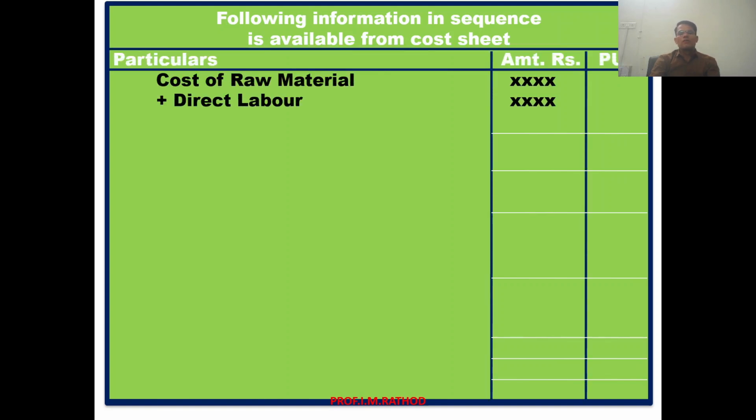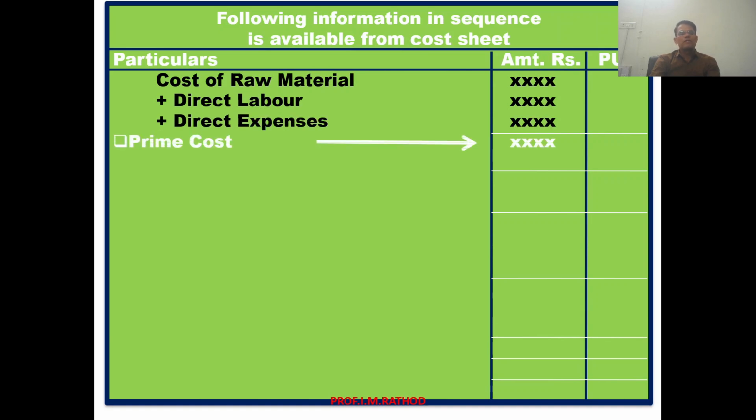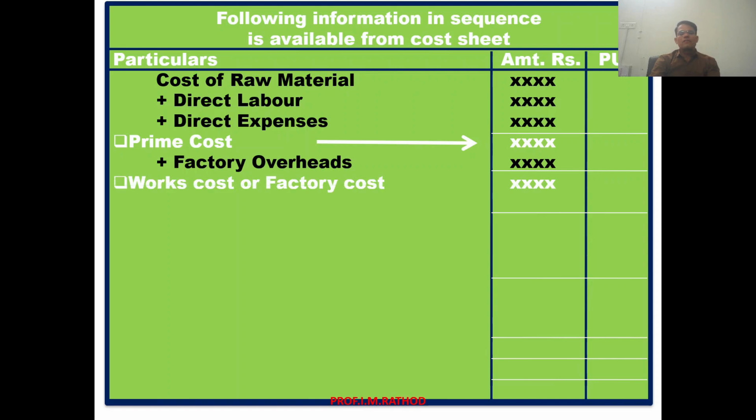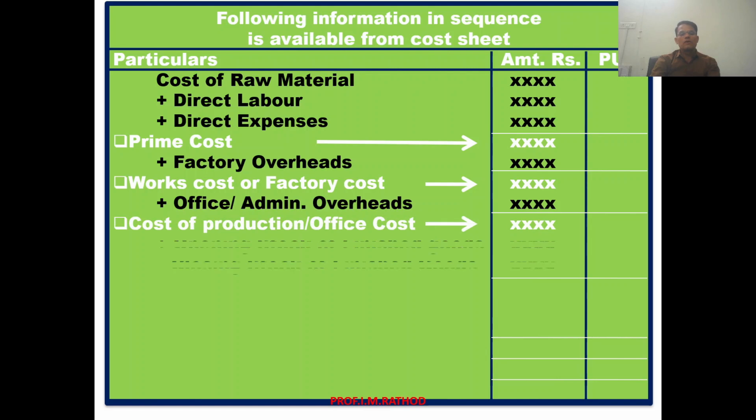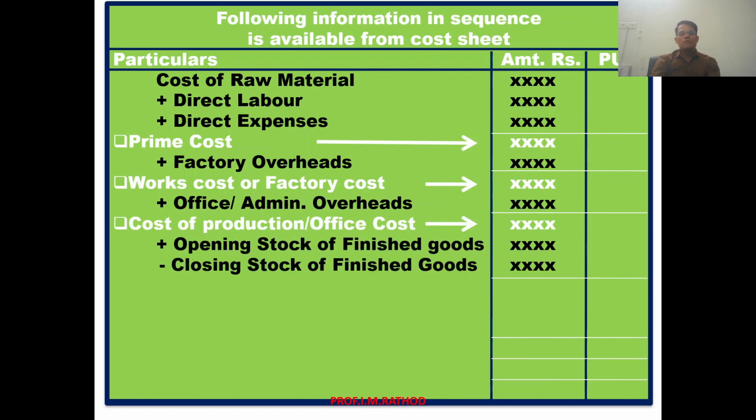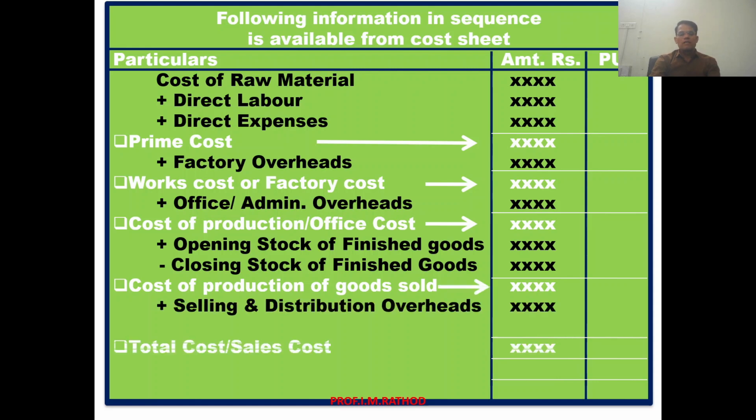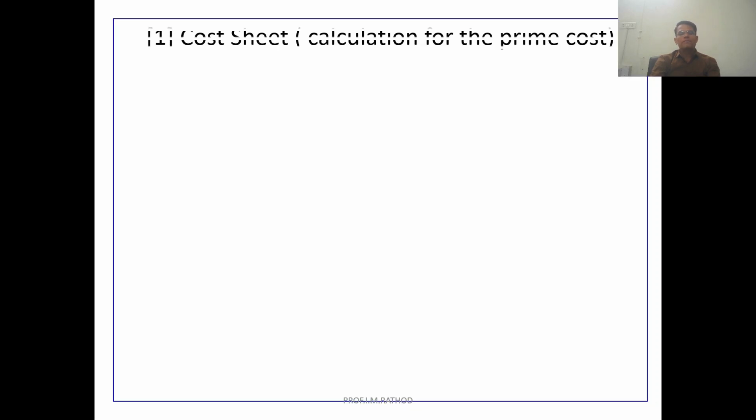The following is the sequence of information available for a cost sheet. Cost of raw material plus direct expenses is equal to prime cost, plus factory overhead is equal to factory cost, plus office and admin overhead is equal to office cost, plus opening stock of finished goods minus closing stock of finished goods is equal to cost of production of goods sold, plus selling and distribution overhead is equal to total cost or cost of sales, plus profit minus loss is equal to sales.